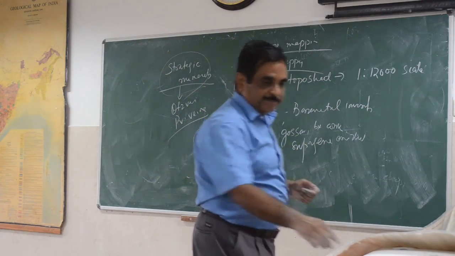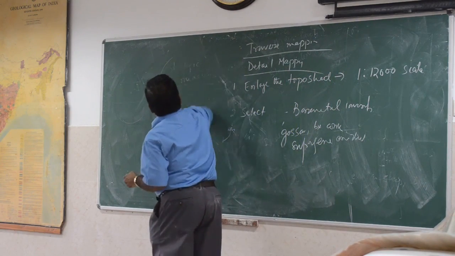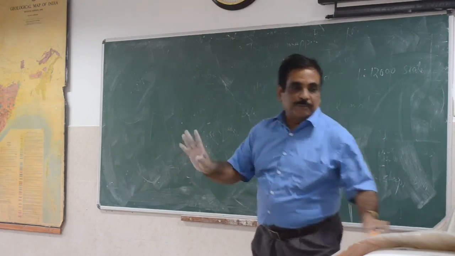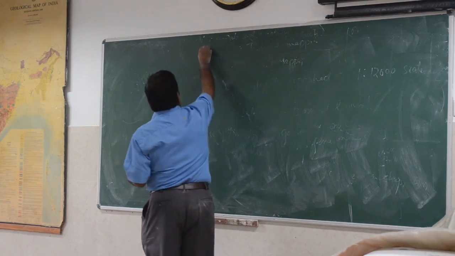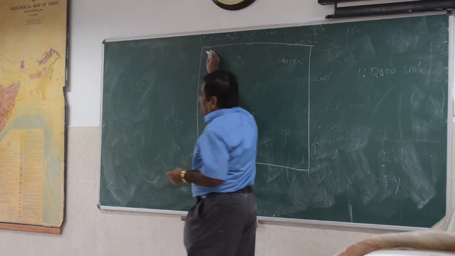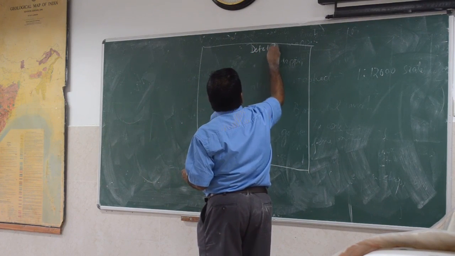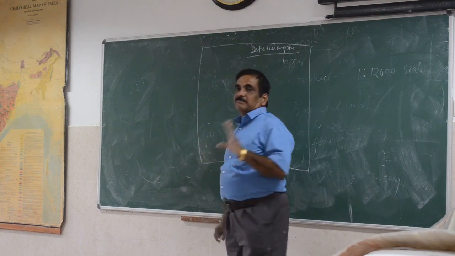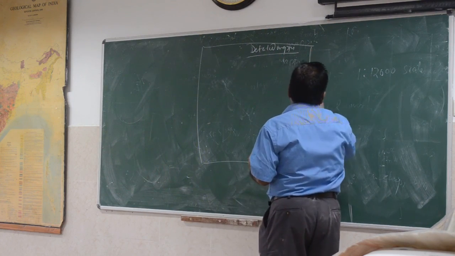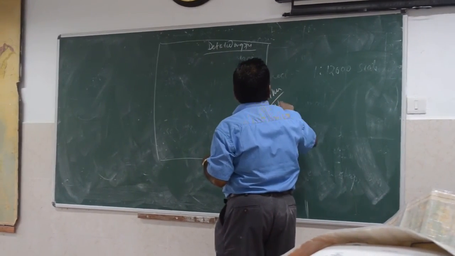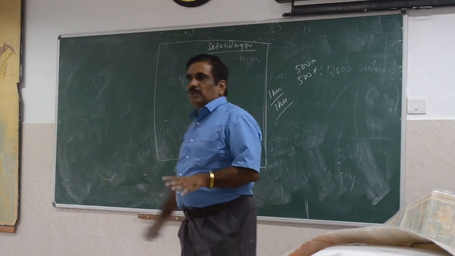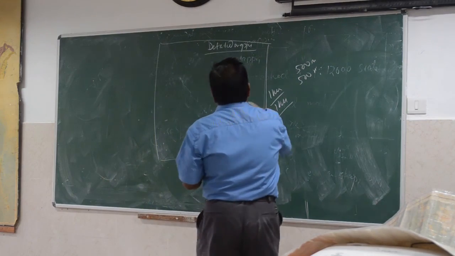So now once you find the area, you are doing detailing. Suppose this is an area, and you understood that this is very potential. This is the area where detailed mapping has to be done. It could not be a very large area. Small area, maximum maybe 1 kilometer by 1 kilometer, or 500 meter by 500 meter. Small area, naturally.